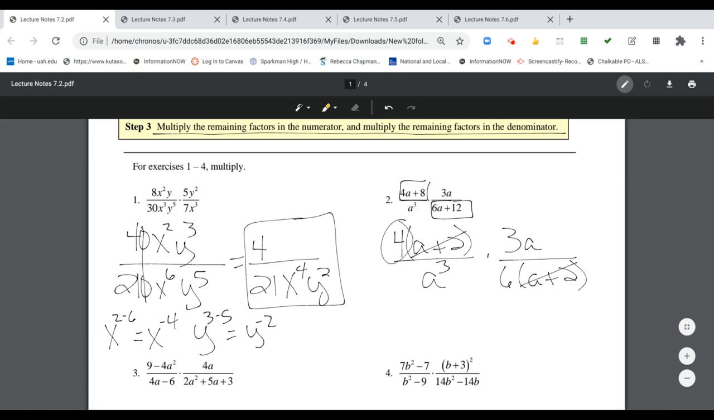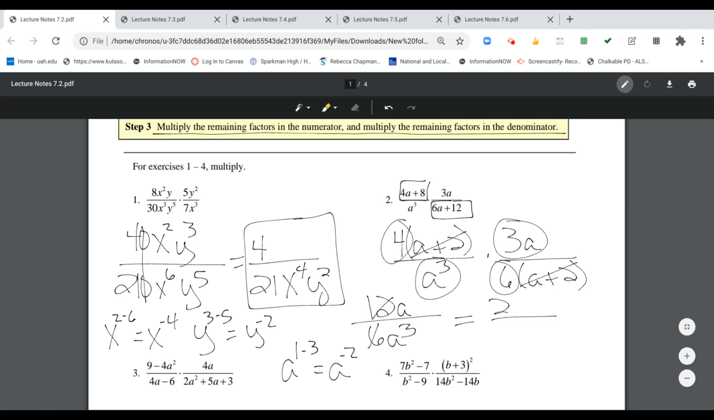When I multiply what's left, that gives me 12a over 6a to the third. I'm multiplying all monomials because that's all I have left. Then I can reduce that. 6 goes into 12, so I have a 2 on the top. And then when I subtract my a's, that's 1 minus 3, which gives me a to the -2, so my a squared ends up in the denominator. So that would be my final answer for number 2.